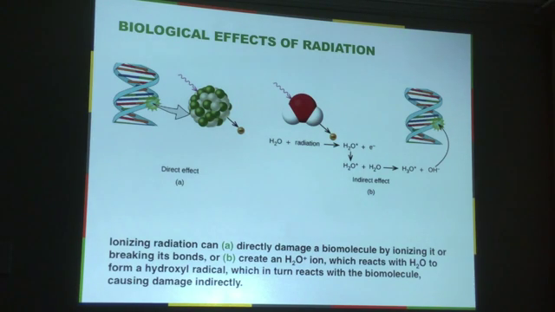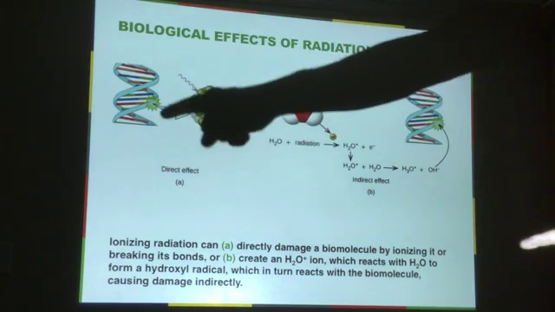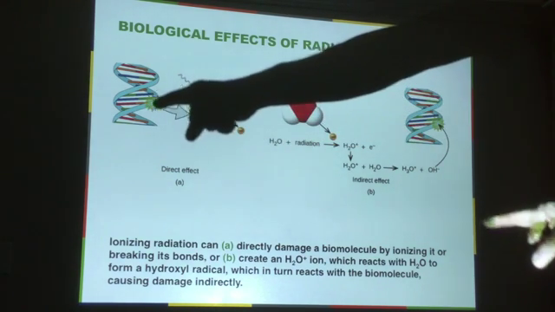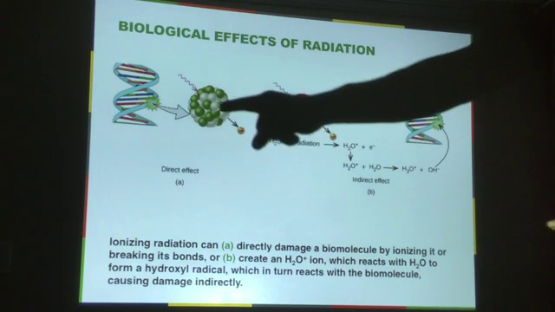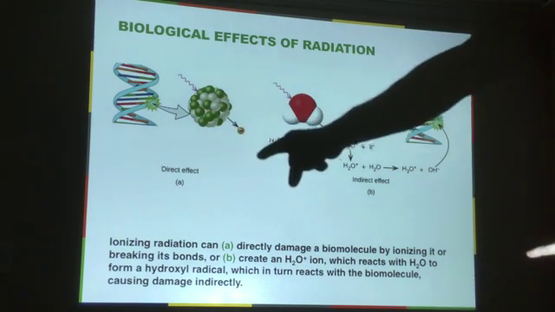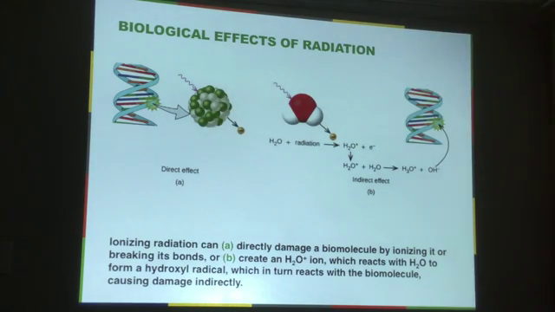We've been speaking about the direct effect of radiation, which is the direct impact of radiation on a biological molecule such as DNA. This energy hits the molecule, causing a loss of an electron and ionizing the DNA directly.